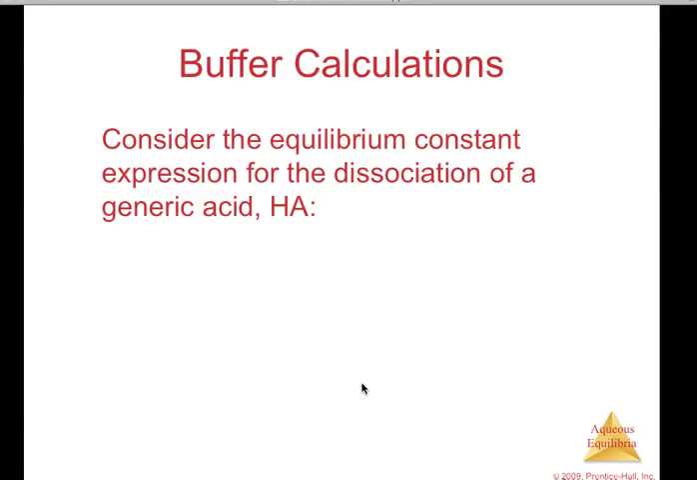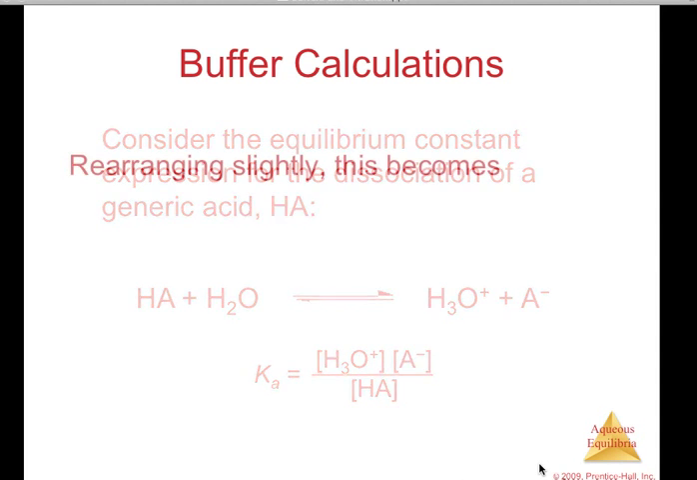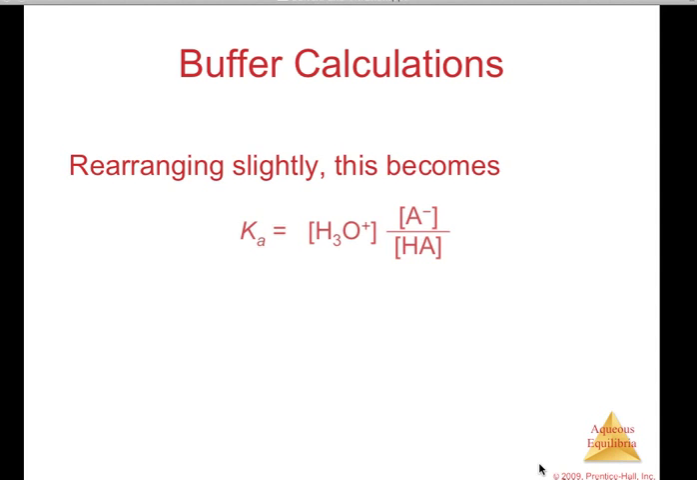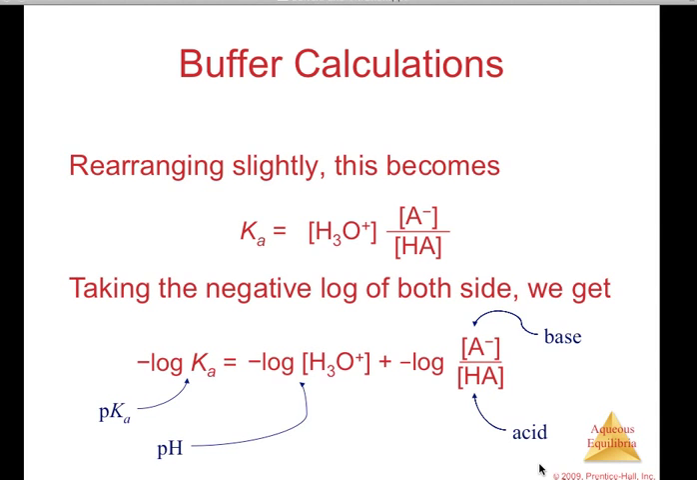All right, so general buffer calculations. We set up the equilibrium for a weak acid. You know what the Ka expression is. Rearranging slightly, we can write it like this. And we're leading up to a shortcut from the ICE table and those classic equilibrium calculations. So we have this equation where you take the negative log of both sides. This is what we get.